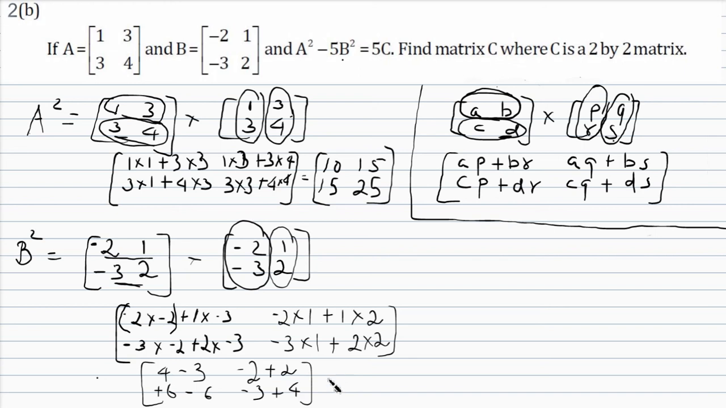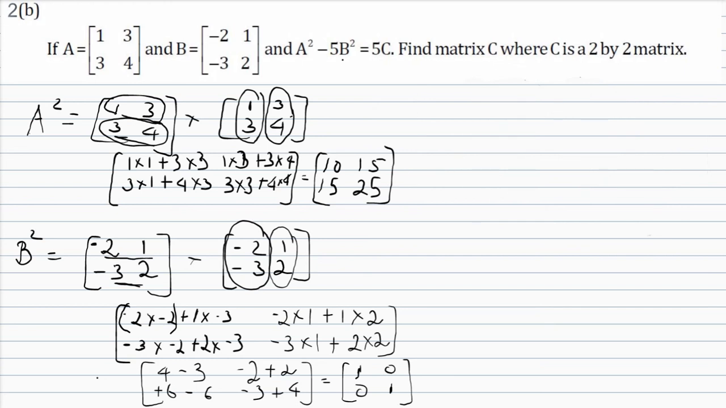So the resultant matrix will be nothing but 4 minus 3 is 1, 6 minus 6 is 0, minus 2 plus 2 is 0, minus 3 plus 4 is 1. So the resultant matrix is 1 0 0 1. I've just cleaned the portion on the right hand side so that we can go ahead with the problem.